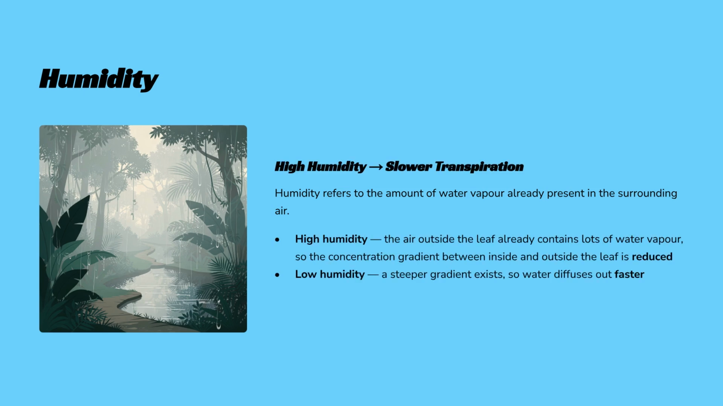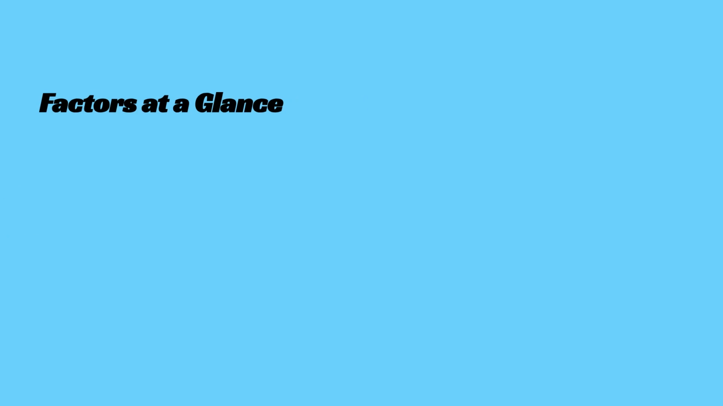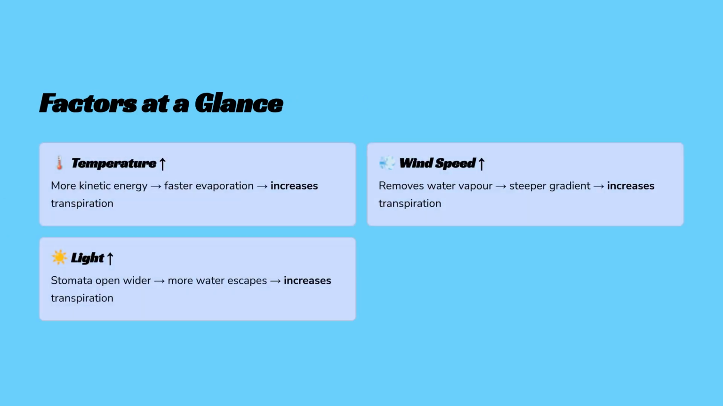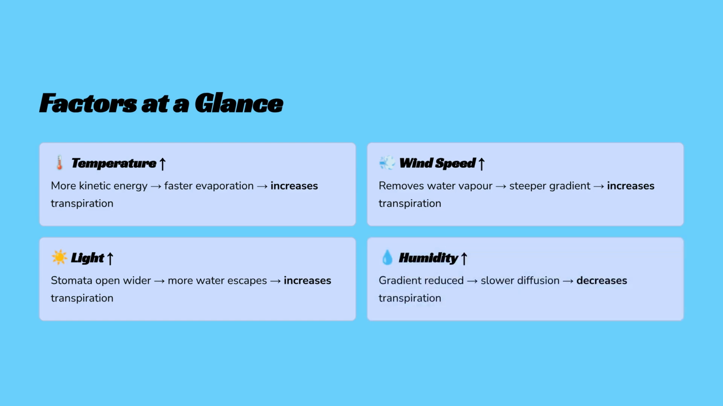Humidity refers to the amount of water vapor in the air. High humidity means the air already contains lots of water vapor, so the concentration gradient is reduced, slowing transpiration. Low humidity results in a steeper gradient, so water diffuses out faster. To summarize, higher temperature, higher wind speed, and brighter light all increase transpiration. Conversely, higher humidity decreases transpiration due to a reduced concentration gradient.